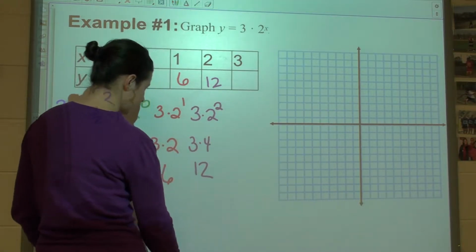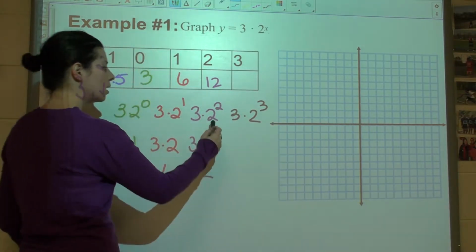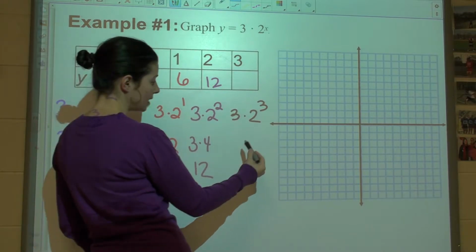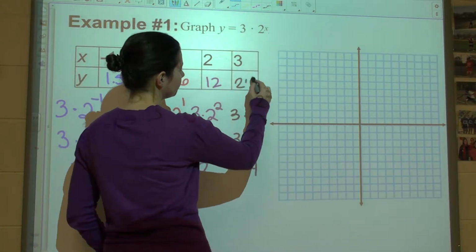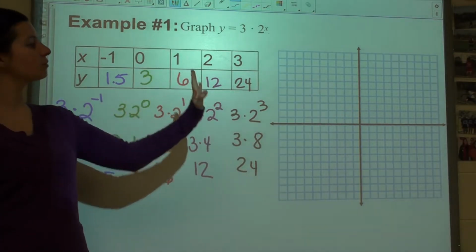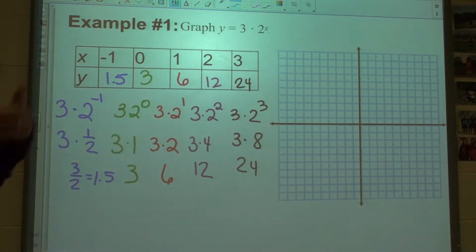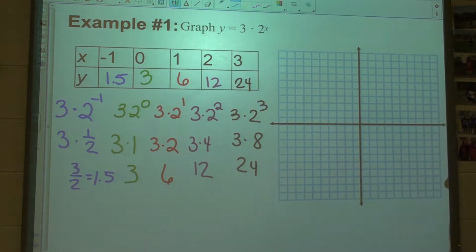And then for my last value, I've got 3 times 2 to the third power. 2 squared is 4. If I multiply 4 by 2 again, I'm going to get 8. So I've got 3 times 8, which gives me 24. So you can see we are doubling all of these values. And so with each single interval that I go up on the x-axis, I double on the y-axis. So that's what I mean by exponential equations graphing, going up really quickly.